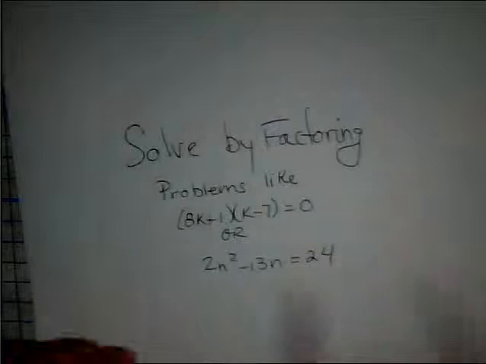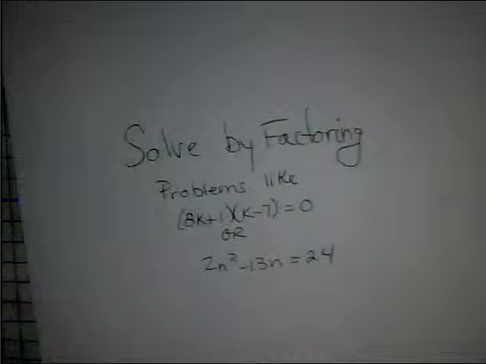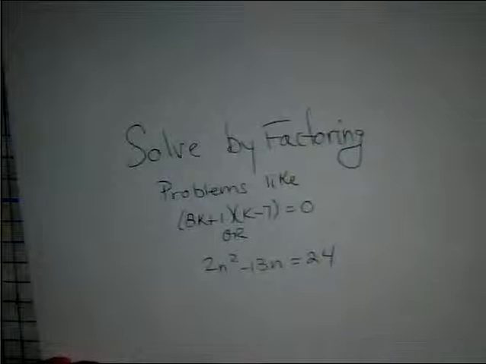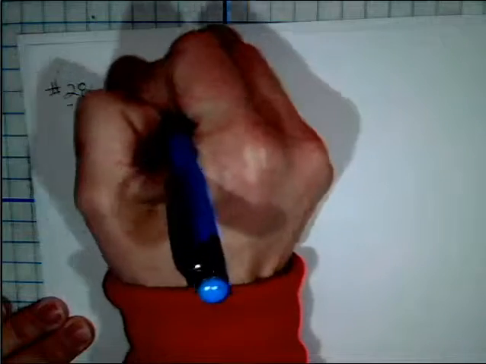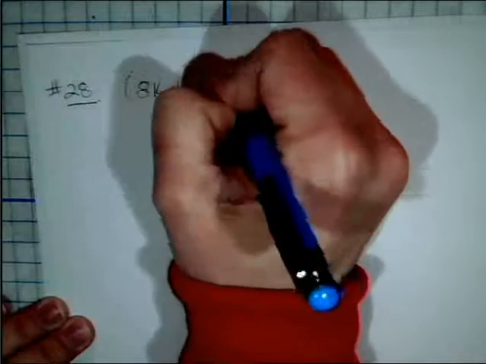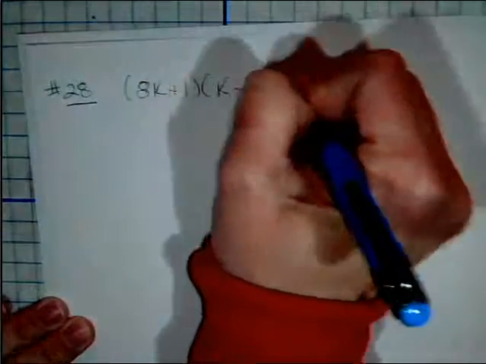So let's take a look at that. We were at the bottom of page 19. You had the odds you were working on, but let's solve the problem that I have written there. It's actually number 28. So number 28 says 8k plus 1 times k minus 7 equals 0.